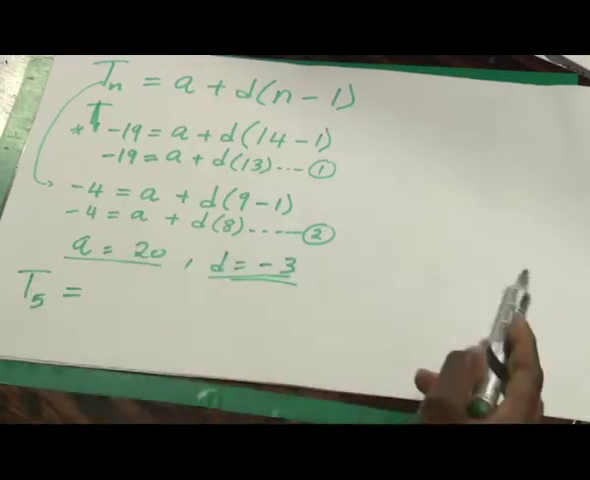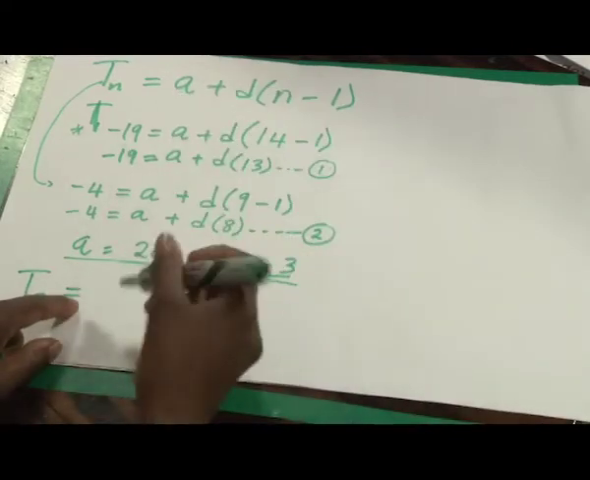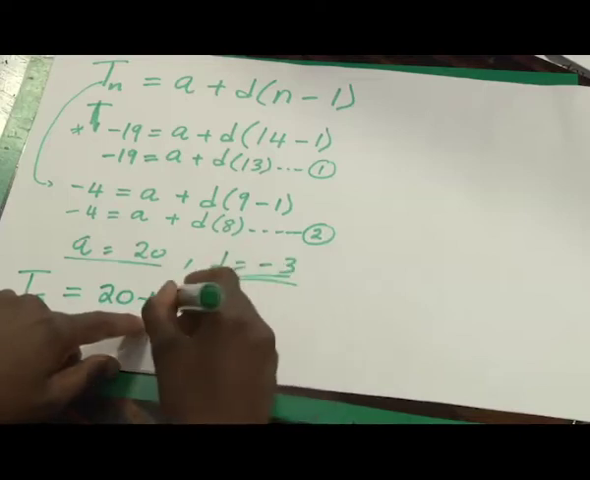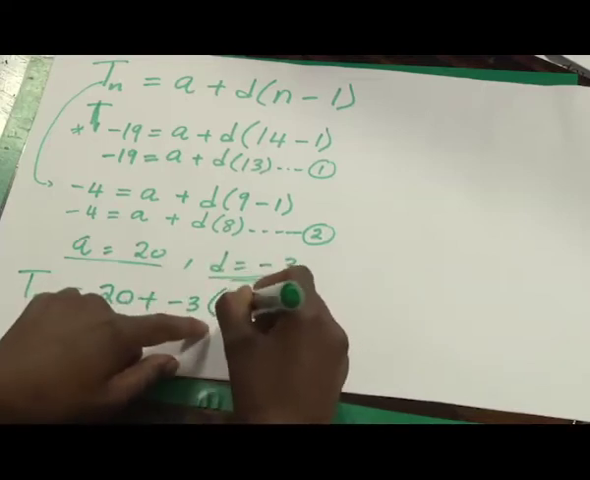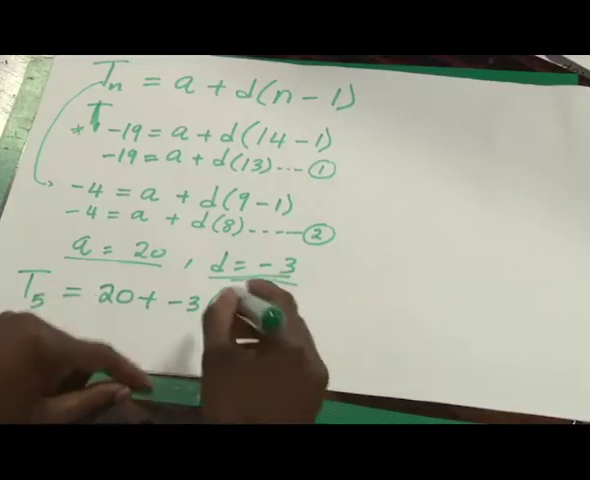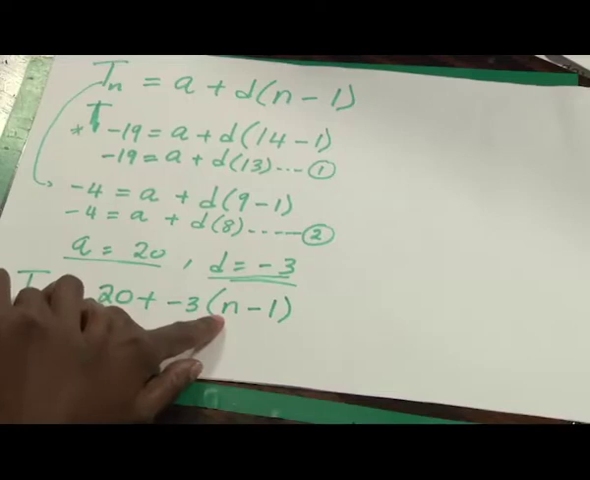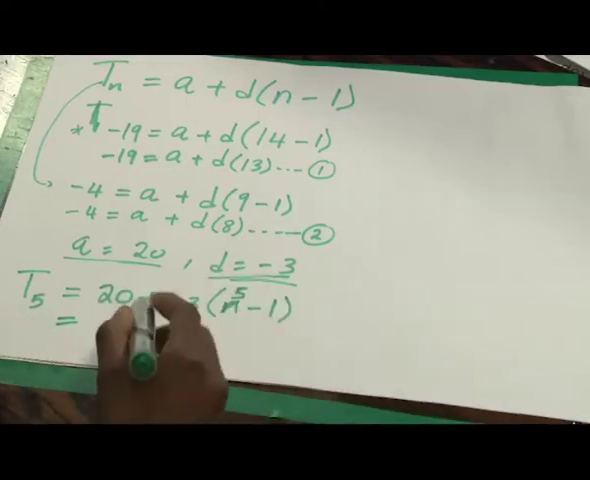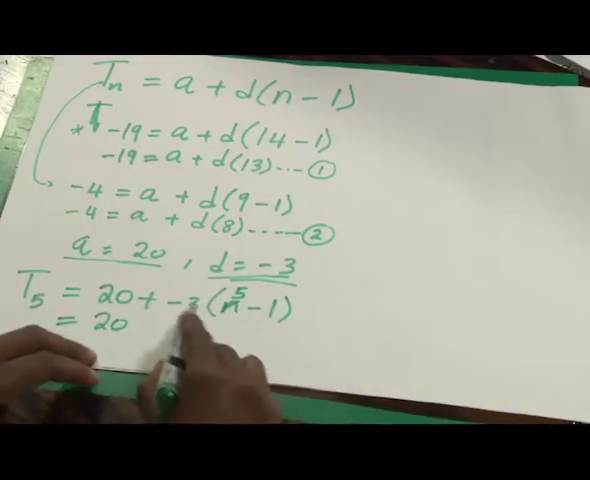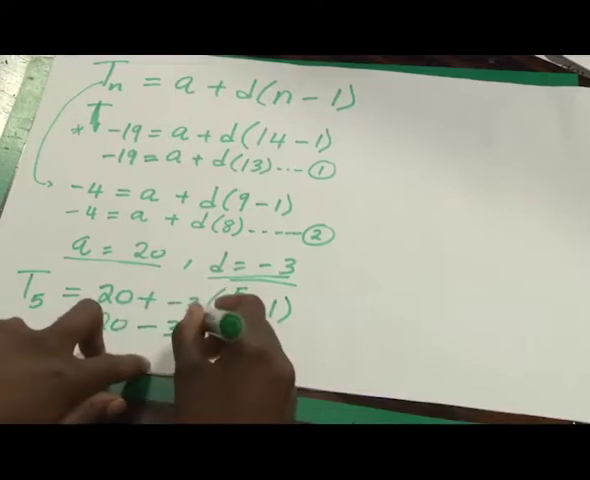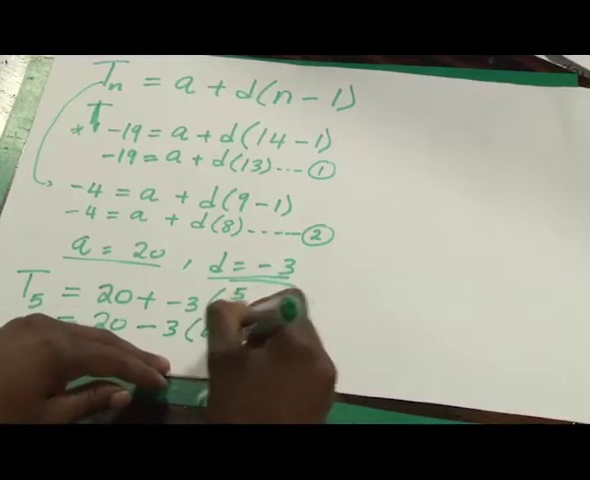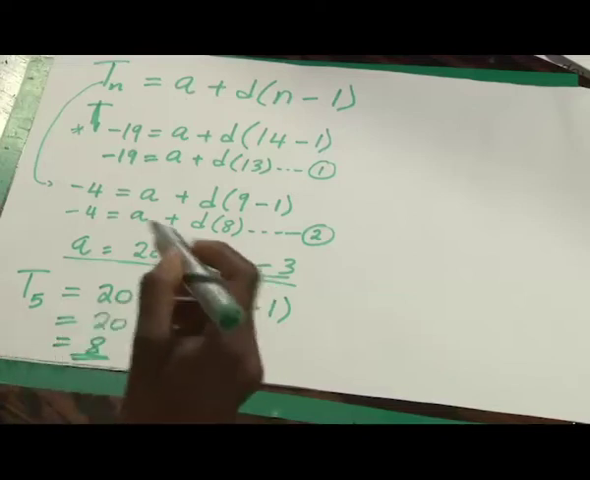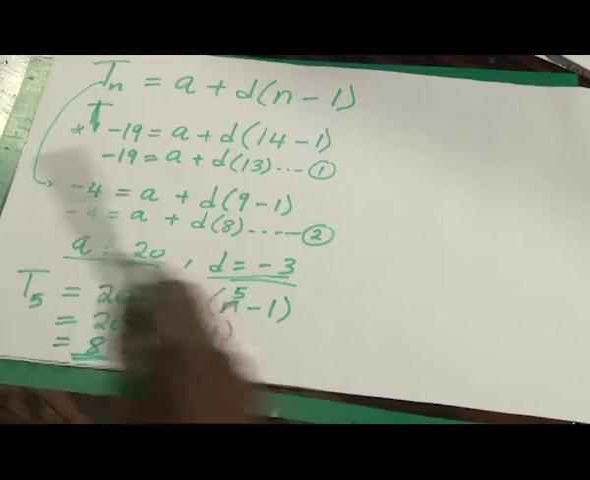So for the value of the 5th term, you now look at the general formula. A is 20, as you have worked out, plus D, the common difference, that is negative 3, times n minus 1. In this case, n is actually 5. So you use your calculator to work it out. That is 20 minus 3 times 5 minus 1, which is 4. So you have 20 minus 12, which is 8. Therefore, our 5th term is simply 8.